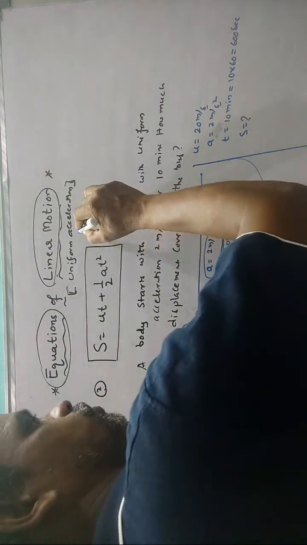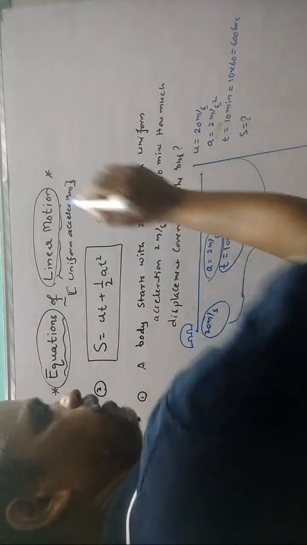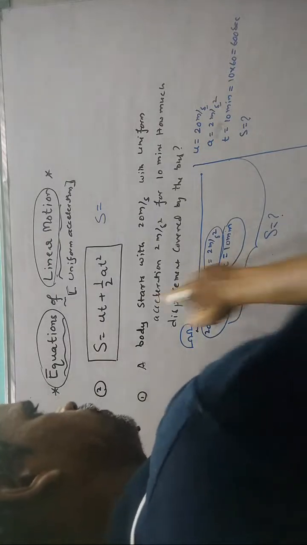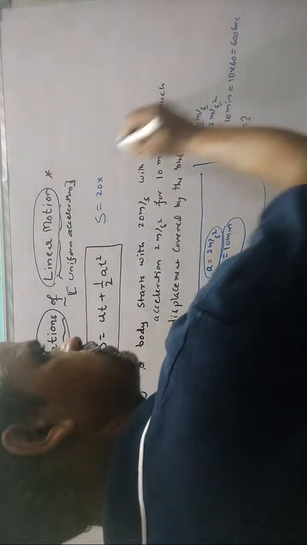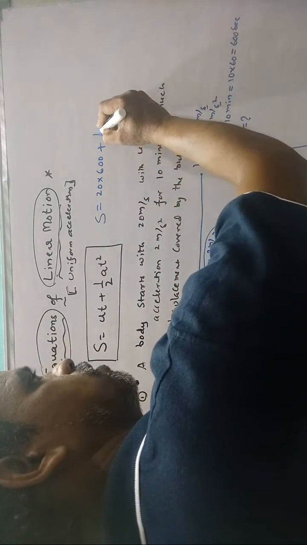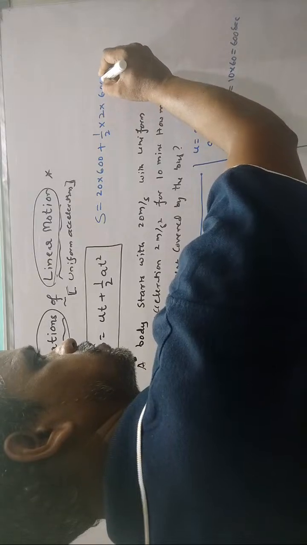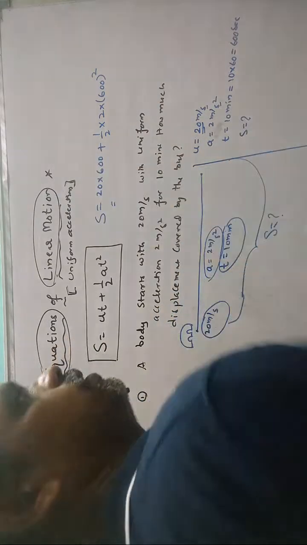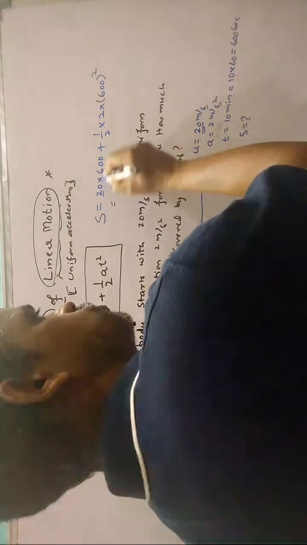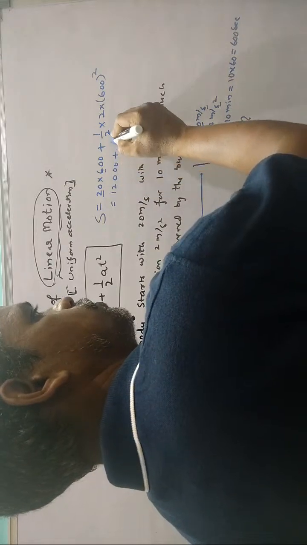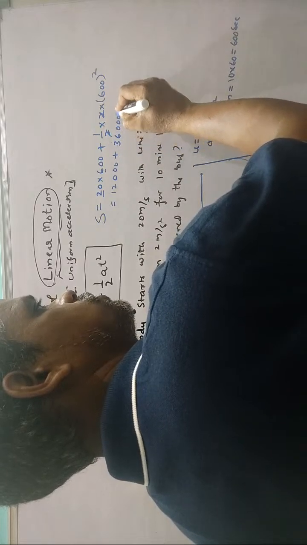So I will do here s equal to ut plus half a t square. u is 20, in time 600 seconds, plus half into a, 2, t square, 600 whole square. It is a lengthy numerical. 2 sixes are 12, 3 zeros, plus half, 2 cuts, 600 whole square, 36 with 4 zeros.